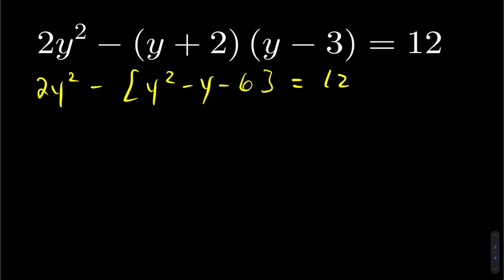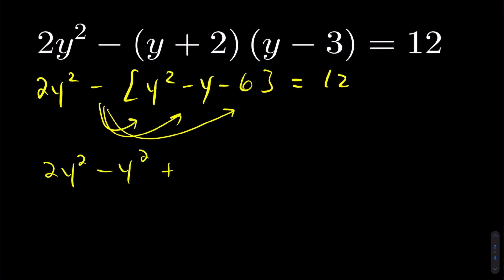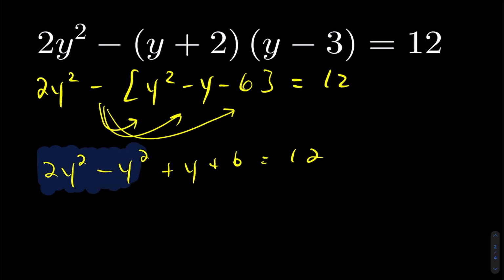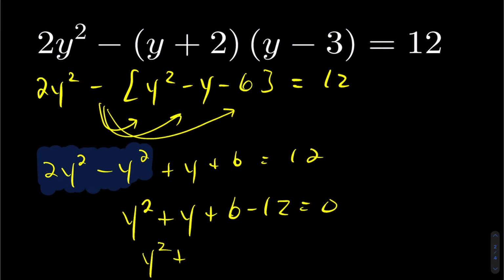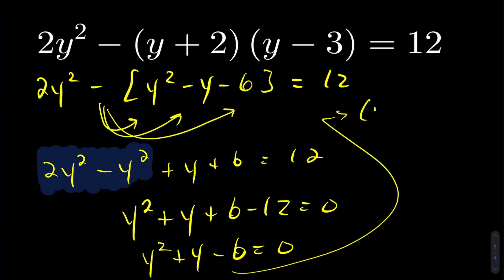We're going to distribute that minus sign into the brackets. So don't forget your brackets here. I'm going to distribute this minus sign into the bracket. That's going to give us 2y squared minus y squared plus y plus 6 is 12. You can see here I can simplify a bit. I have like terms here, 2y squared minus y squared reduces to become y squared plus y plus 6 minus 12. I'll bring that 12 to the other side, and I end up getting y squared plus y minus 6 is 0. And we have ourselves a simple trinomial that'll factor into y plus 3 times y minus 2 is 0.